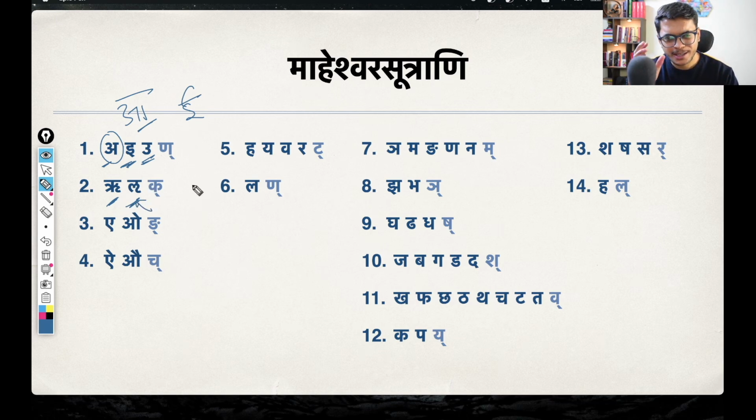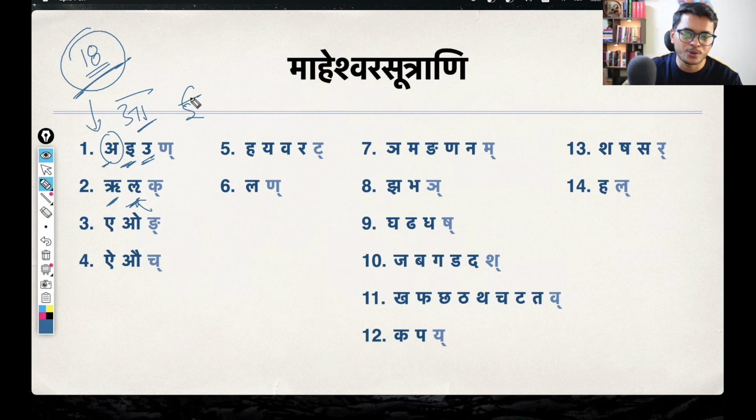Just understand that A, I, U, Ri, Li, all these 5 simple vowels are representative of both their short form and their Dirgha form. Actually, they are representative of all the 18 different forms of this A. And what are these 18 different forms? Again, this is a different topic, I don't want to go into that. But for us to understand is just this point, that this A is inclusive of the Dirgha form also. Same goes for I, U and Ri also.